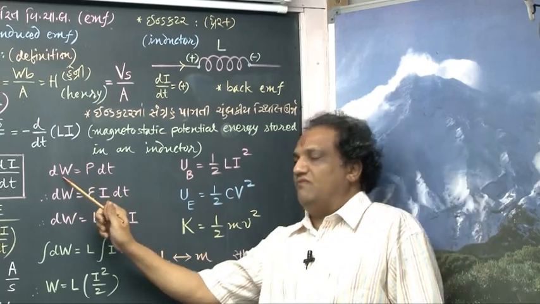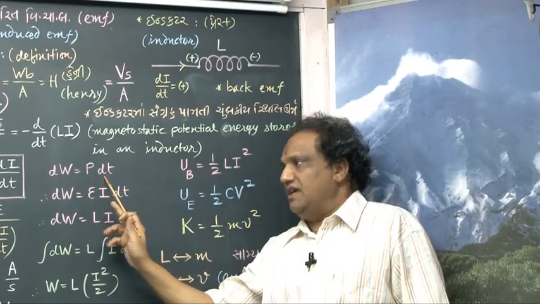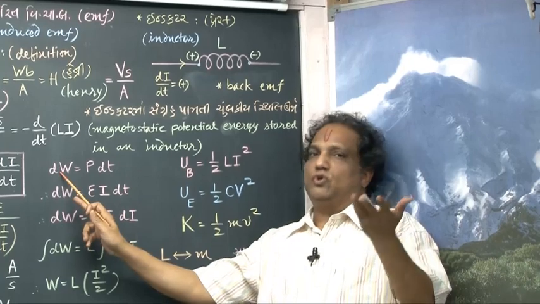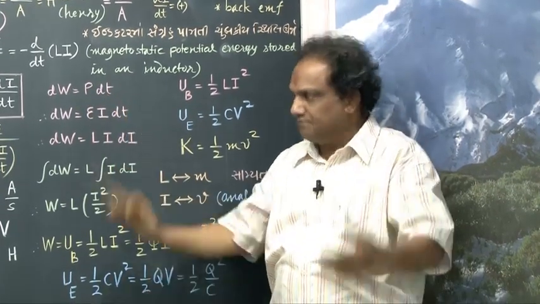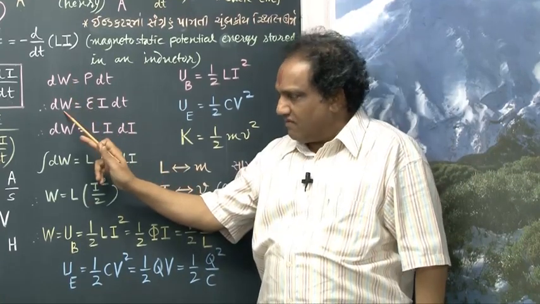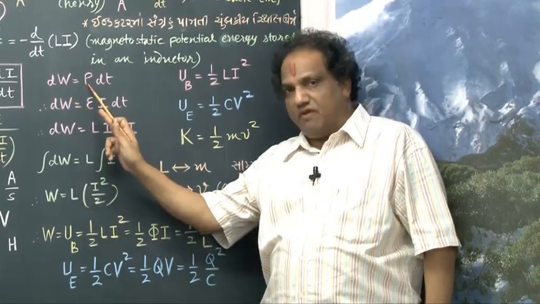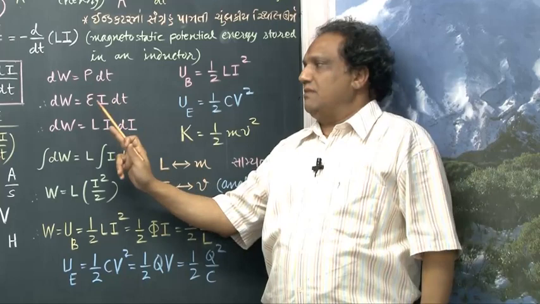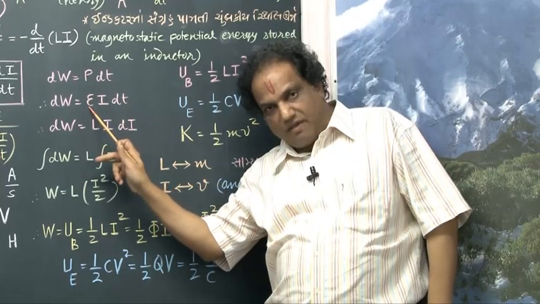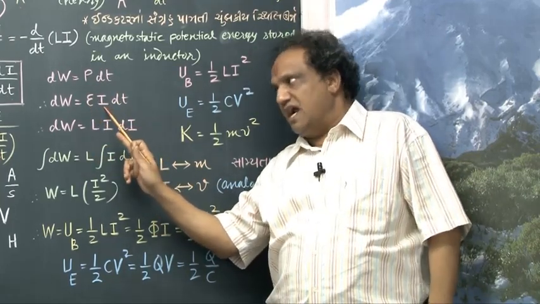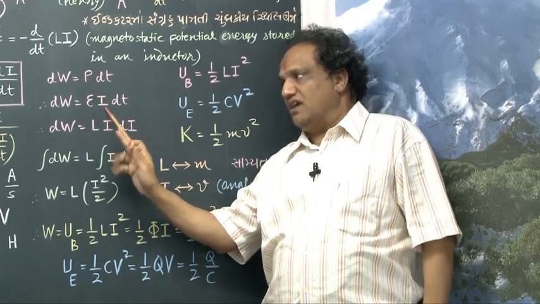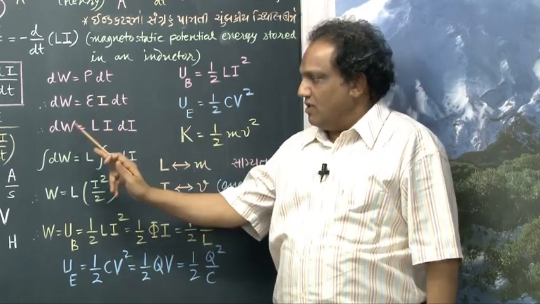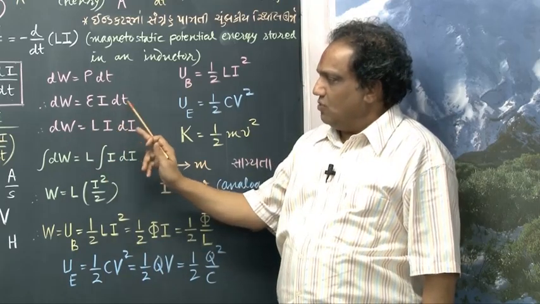The amount of electrical work done in time dt is, suppose, dW. Don't you know the formula of work done? It is power into time. This is the amount of electrical work done, and this is electrical power. Electrical power is nothing but the magnitude of self-induced EMF into current. So dW equals E into I into dt.